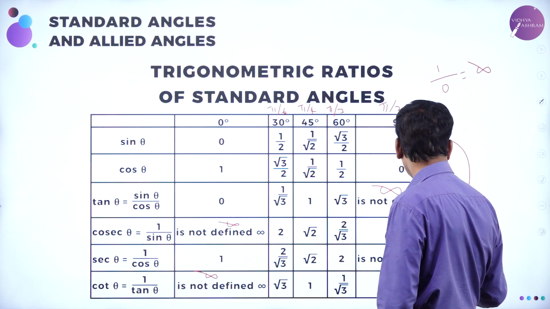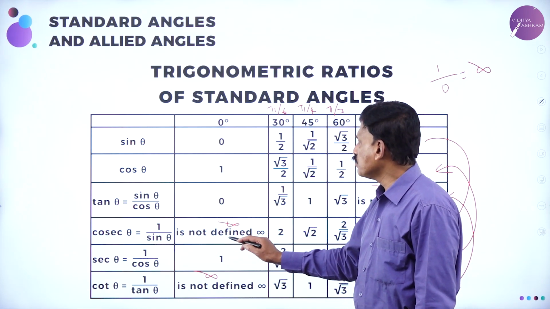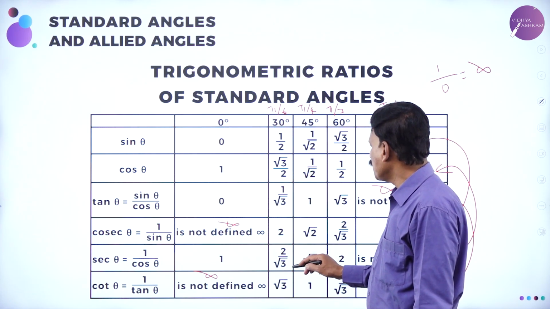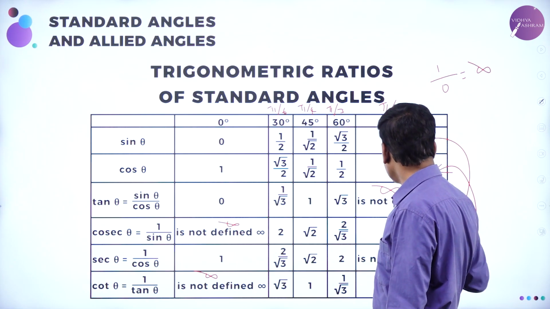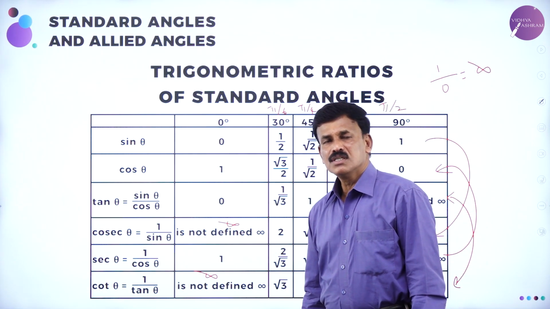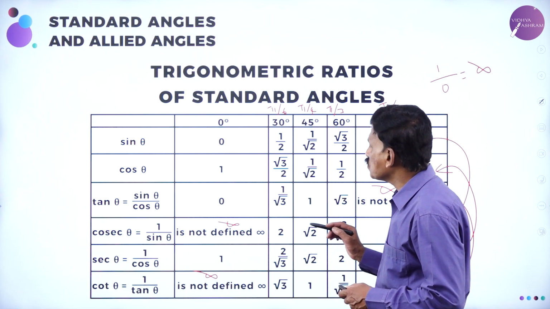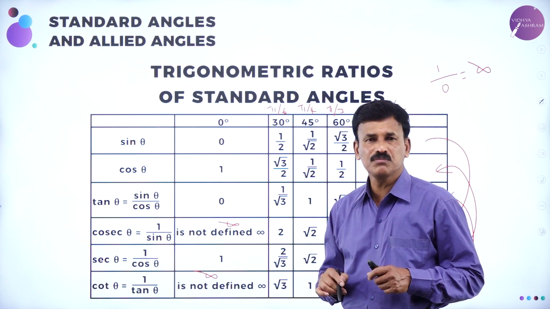The last one is secant. Secant is the reciprocal of cos. So, 1 by 1 is 1, 1 by root 3 by 2 is 2 by root 3, root 2 by 1 is root 2, 2 by 1 is 2 and 1 by 0 is equal to infinite. So, this is how we write the trigonometrical ratios for the standard angles 0, 30, 45, 60 and 90. This is a very important table.